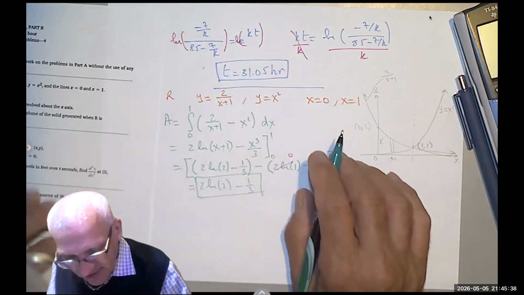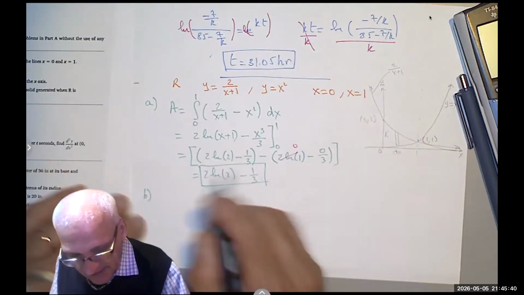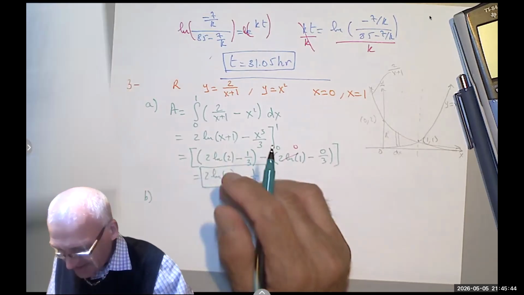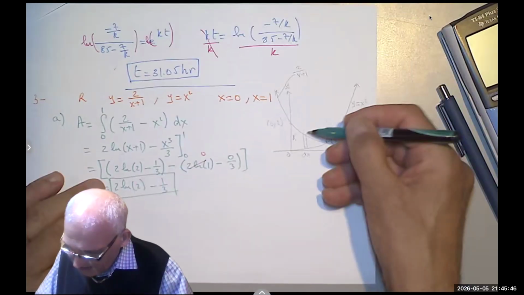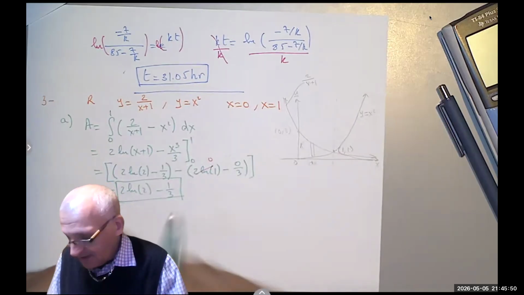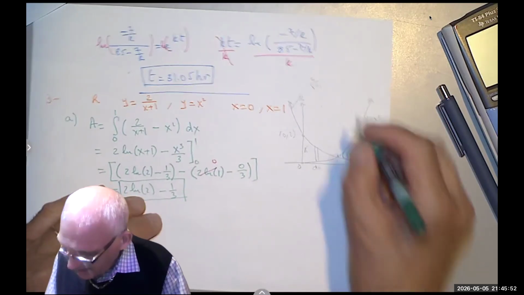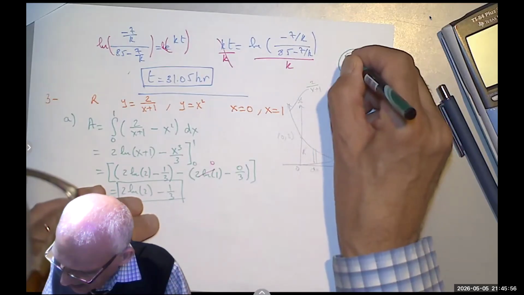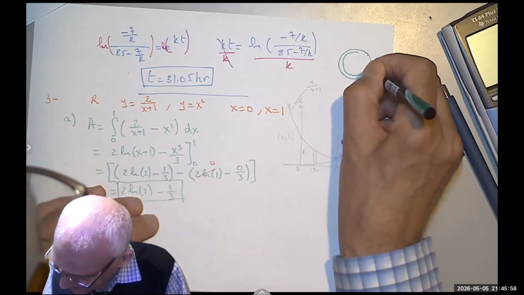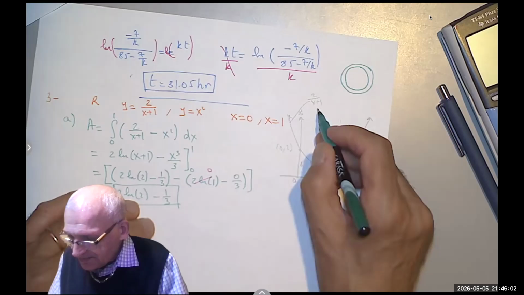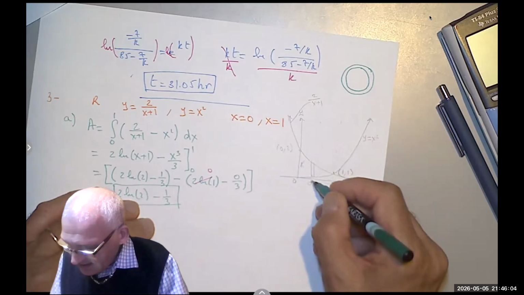Okay, part B, find the volume of the solid generated when R is revolved about the x-axis. So I'm gonna revolve this around the x-axis. Do you see what shape will happen? I will get a washer, right? So I will get something that looks like that. The outer is the 2 over x plus 1, and the inner is the x squared.